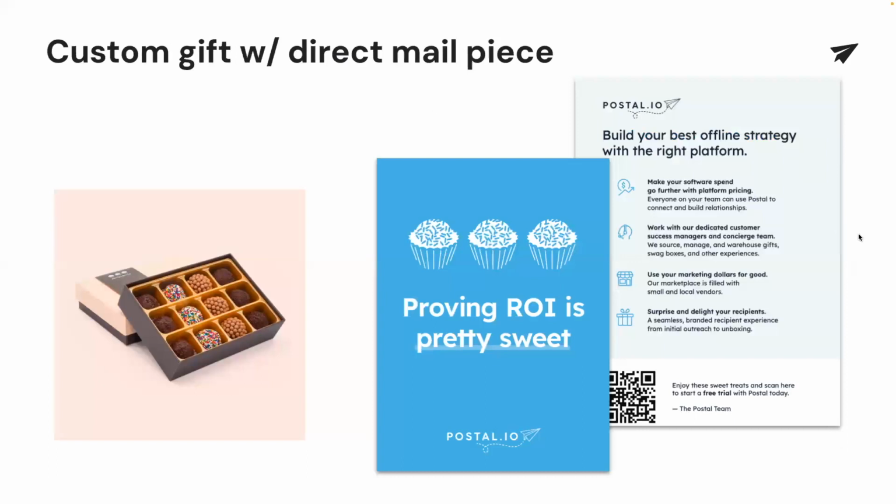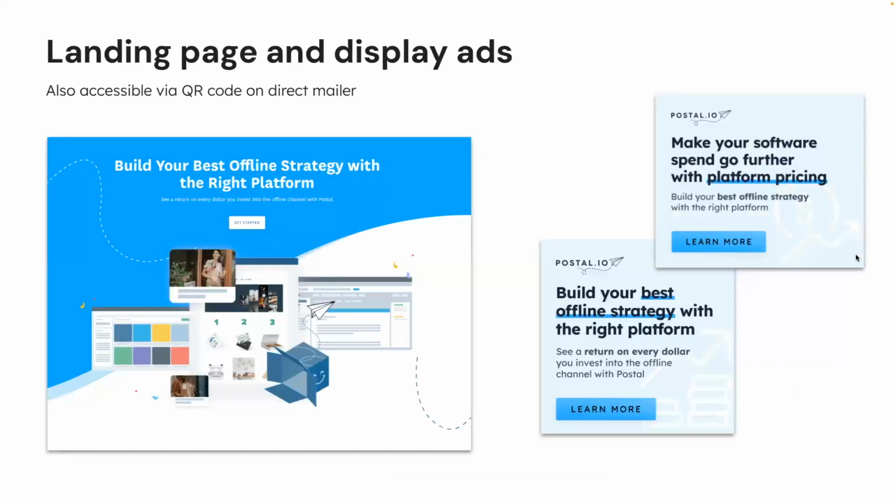Next up, I promised some examples. This is one example of a tactic, and this is where Postal comes in. You can work with our marketplace team or our paper plane team to create a really bespoke custom gift. In this case, we did these little Brigadero chocolates, and we included a special note card that had a tie-in to chocolate, proving ROI is pretty sweet, a fun little pun there. And then we also included some value props for Postal, and then probably most importantly, a QR code that brought people to our website and a landing page, which of course is another tactic example I wanted to show you.